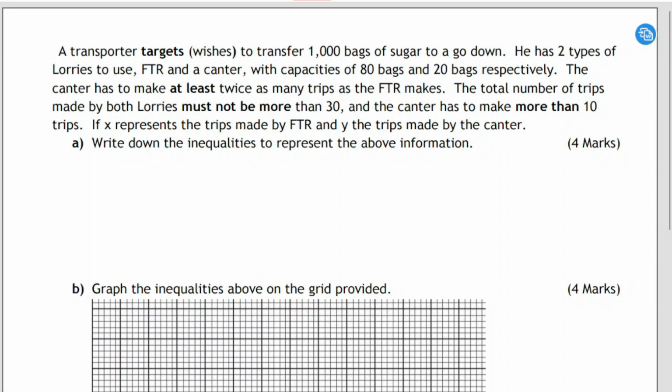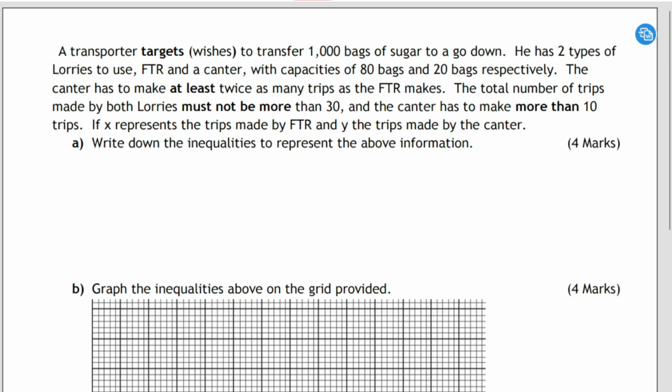Welcome. Let's solve this question on linear programming. A transporter wishes to transfer 1000 bags of sugar to a godown. He has two types of lorries to use, FTR and a canter, with capacities of 80 bags and 20 bags respectively. The canter has to make at least twice as many trips as the FTR makes. The total number of trips made by both lorries must not be more than 30, and the canter has to make more than 10 trips.